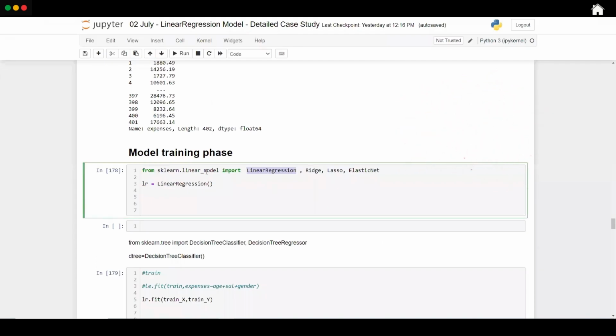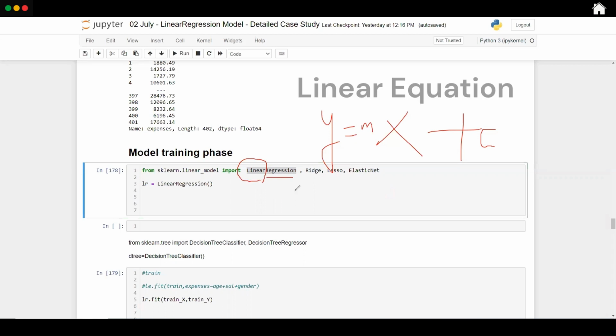For linear regression, I am using sklearn's package again. This time the sub package is linear_model. I am using LinearRegression. So far, the mathematical equation I was teaching you was for linear regression only, guys. This y equals m of x plus c was the equation of linear regression. This is a regression algorithm which uses a linear equation.